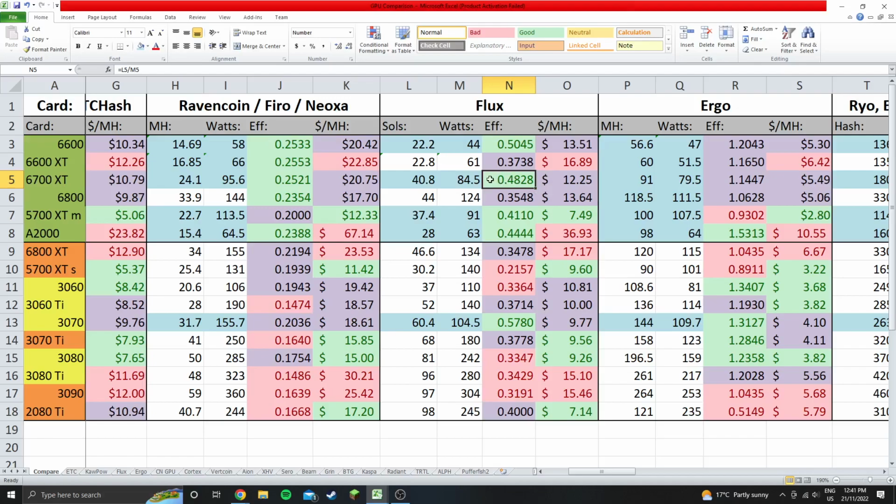But 0.48 is still pretty good efficiency, I think, on the 6700 XT. I was hoping for a bit better, considering what the 6600 got. But yeah, 0.48 was as good as I could get.